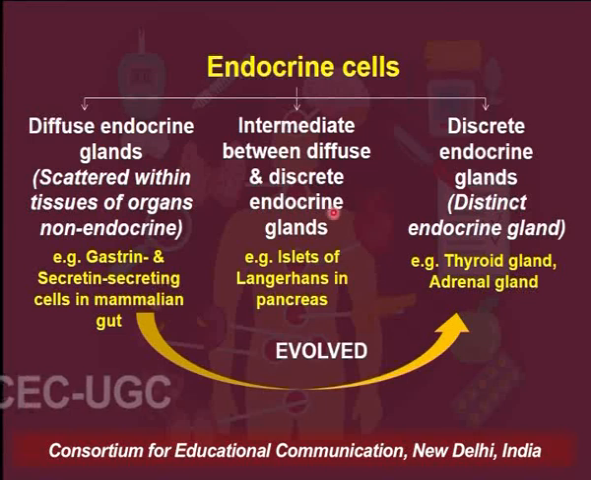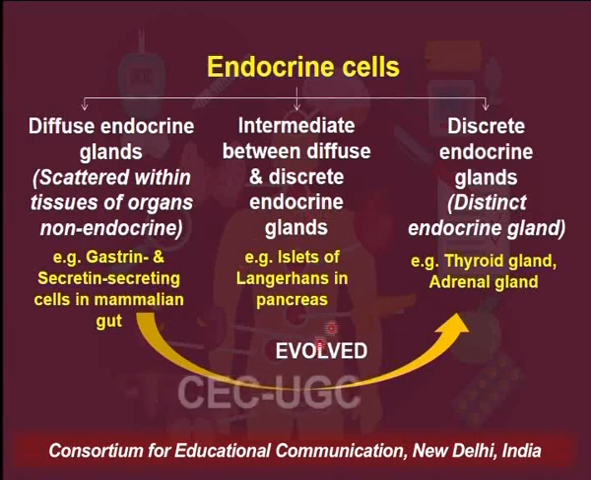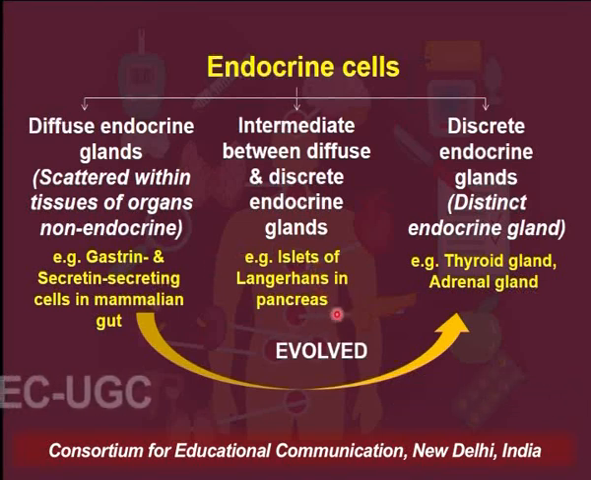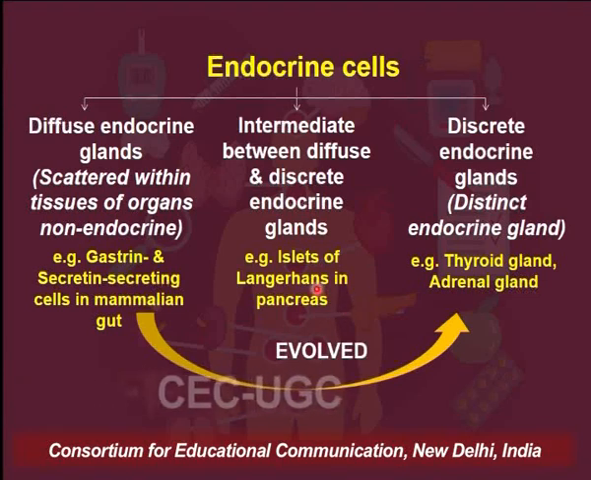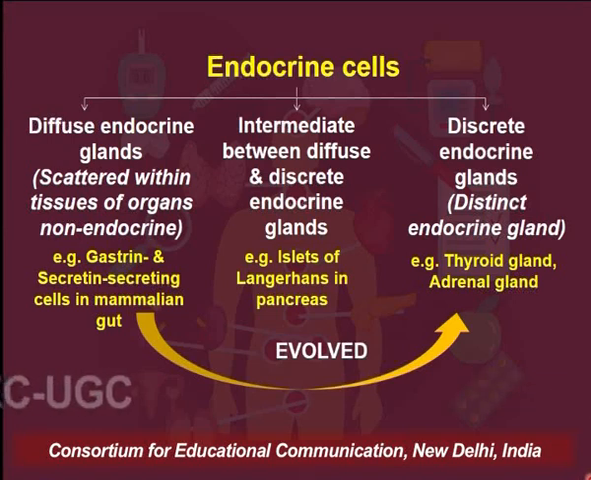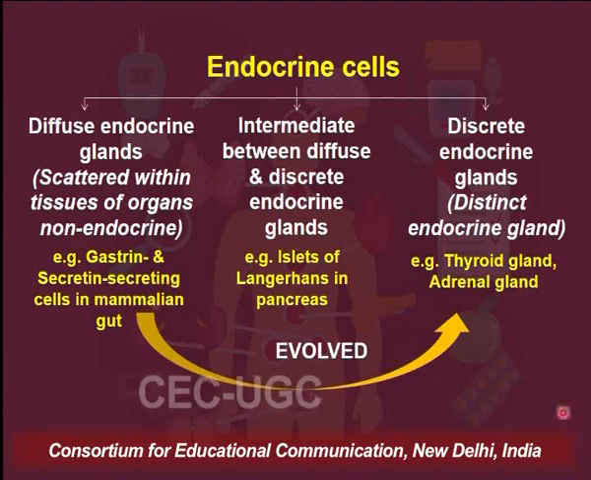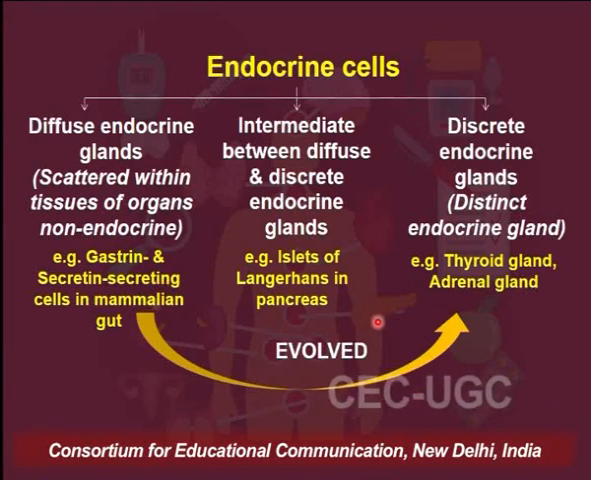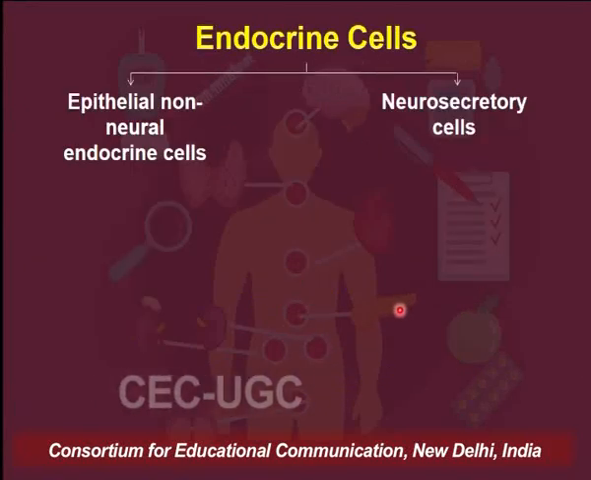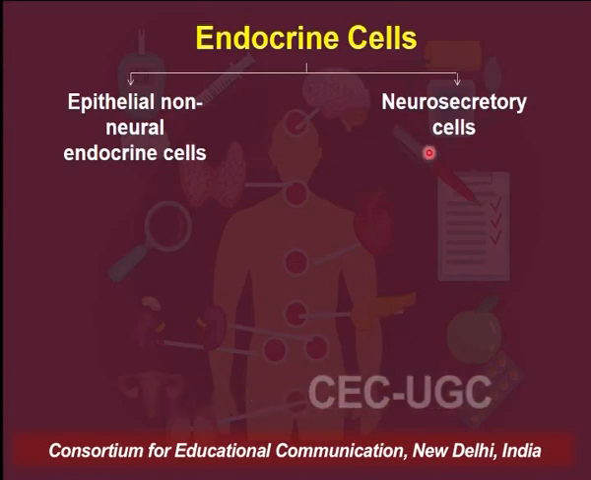Also, you will find some glands which are intermediate between diffused and discrete endocrine glands. For example, take the islets of Langerhans in the pancreas. So, the pancreas is a gland, you are aware of that, but it is basically a heterocrine gland. If you look at these islets of Langerhans, they release hormones and remain dispersed within this gland. So these endocrine cells could be neurosecretory in nature.